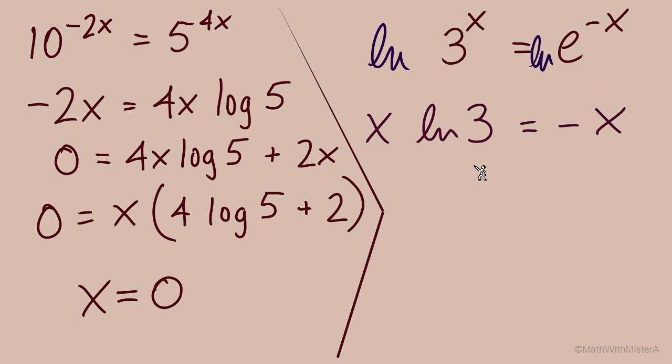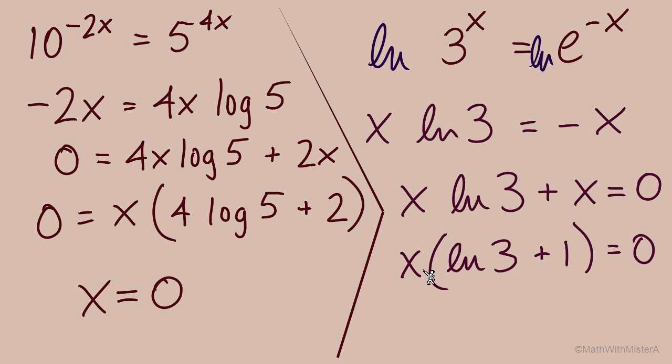We're going to wrap this up by again getting our terms with x together on one side. I'll choose the left side. Factoring the x out as a common factor, we're left with natural log 3 plus 1 in parentheses. And it's the same conclusion as what we saw here, that we have only one solution at x equals 0.